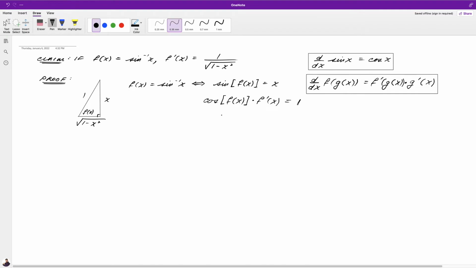To solve for f prime, let's now go ahead and divide both sides by the cosine of f of x. So we're going to have 1 over the cosine of f of x. And what is the cosine of f of x? Well, it's adjacent over hypotenuse. So here we go. f prime of x is equal to 1 over the cosine of f of x, which is just the square root of 1 minus x squared all over 1, or just the square root of 1 minus x squared. So there we go. Not so bad.